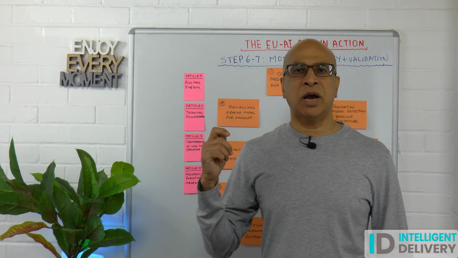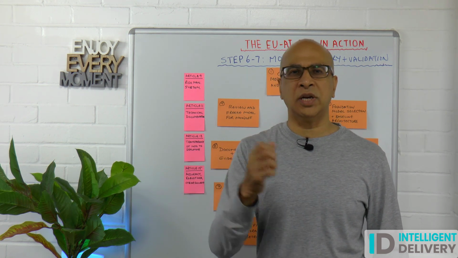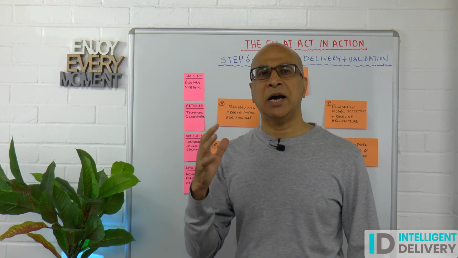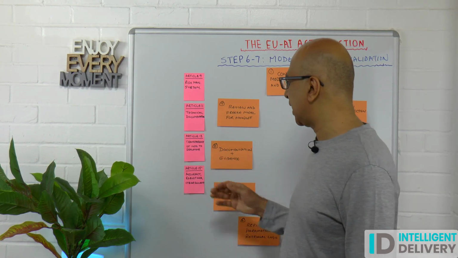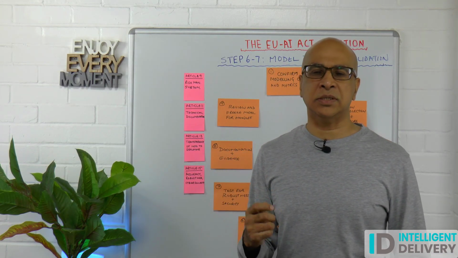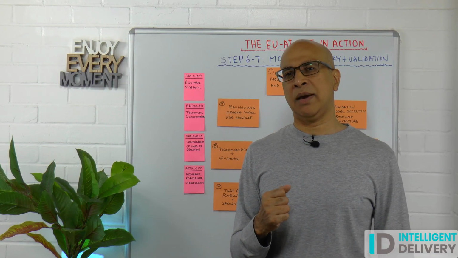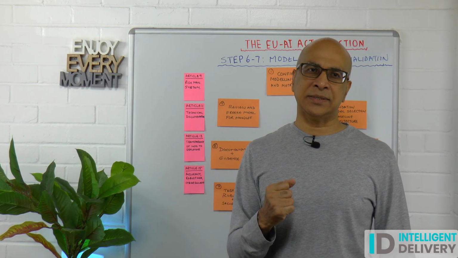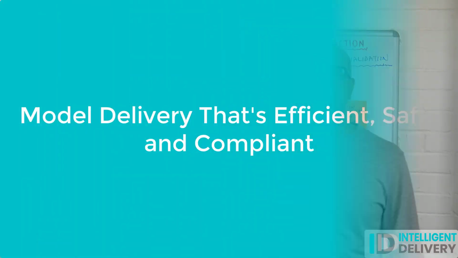Article 13 is around transparency and provision of information to the user. So users really need to understand what the AI does, how to use it properly, and any limits or risks that it actually has. And Article 15 is around accuracy, robustness, and cybersecurity. So your AI really needs to work reliably, handle the edge cases, and be protected against attacks and failures.